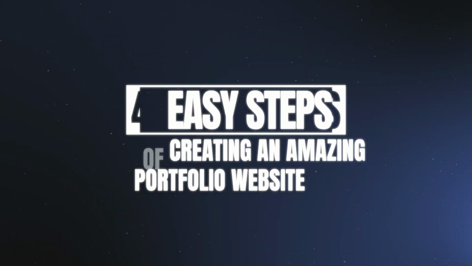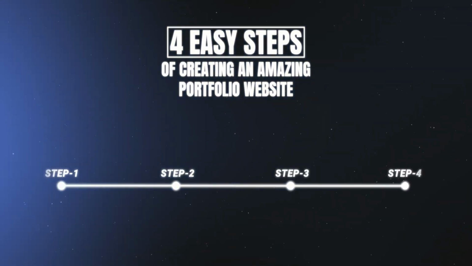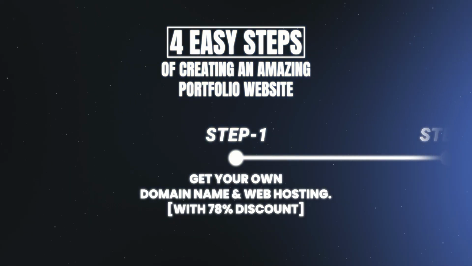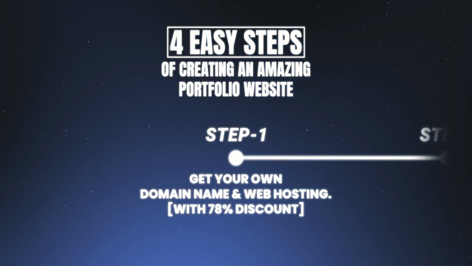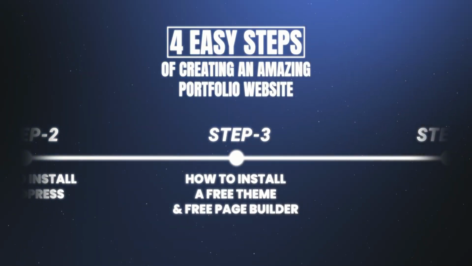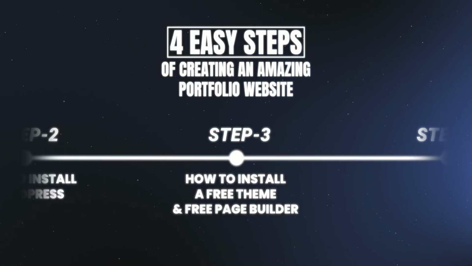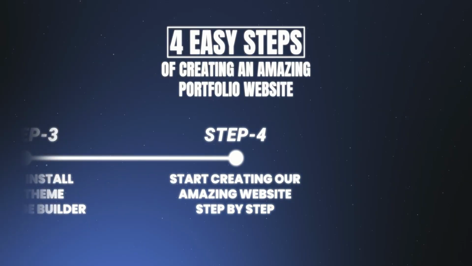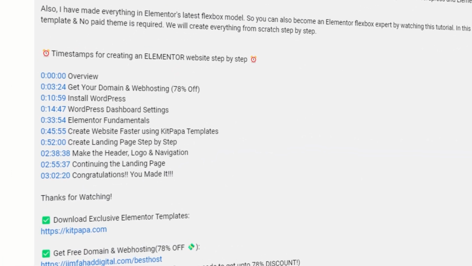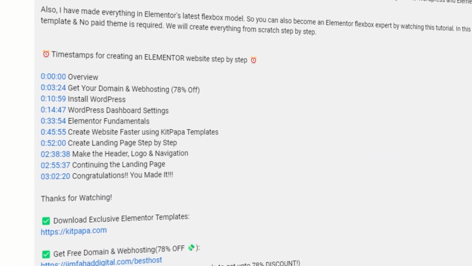Alright, we'll be creating our beautiful website in 4 easy steps. First, I'll show you how to get your own domain name and web hosting. I'll also provide you with a 78% discount link. Then how to install WordPress. Then how to install a free theme and a free page builder. Finally, we'll start creating our amazing website step by step. Also, I'll be adding a timestamp in the description so you can always jump into the necessary part you need.